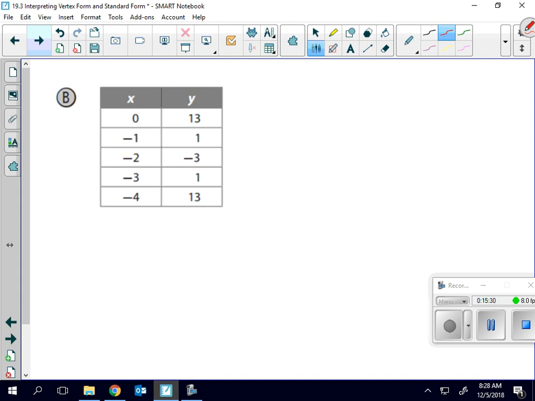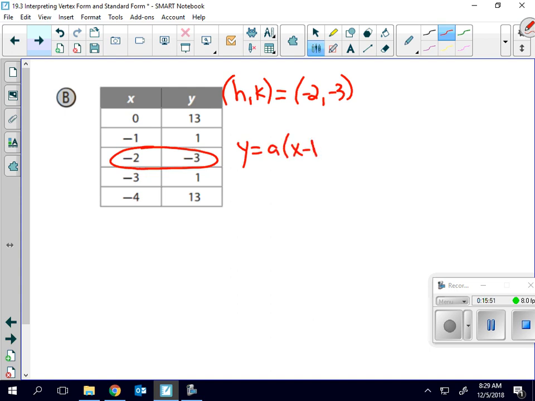All right, it looks like this time my vertex is in the middle of the table. Again, not always in the middle. So my vertex, my h, k, is -2, -3. If I write down my whole formula here, it is good to write it down every time to help you remember. I'm going to go ahead and plug in h and k. x minus -2 would make it x plus 2 squared, and -3 is the k.